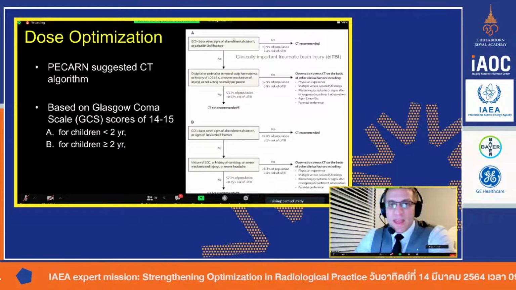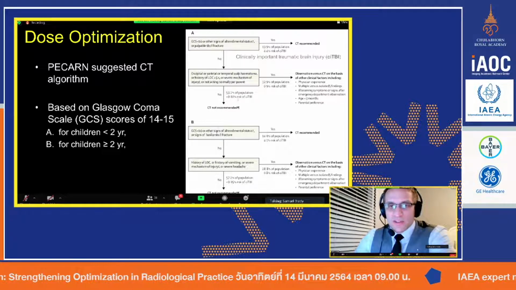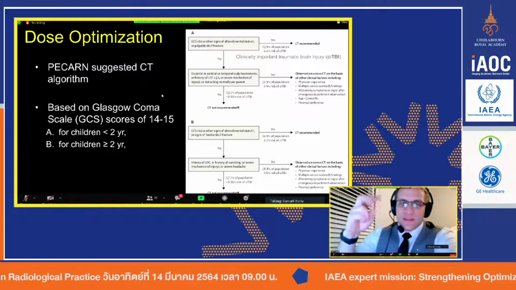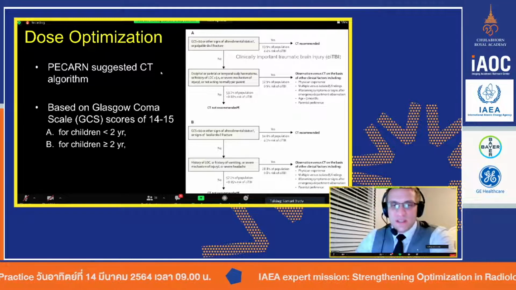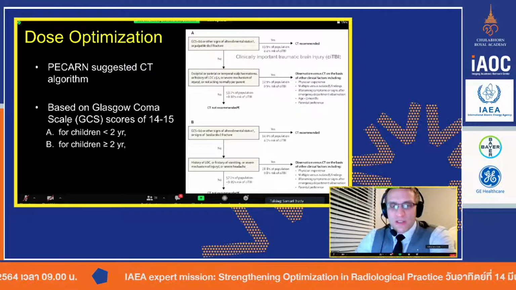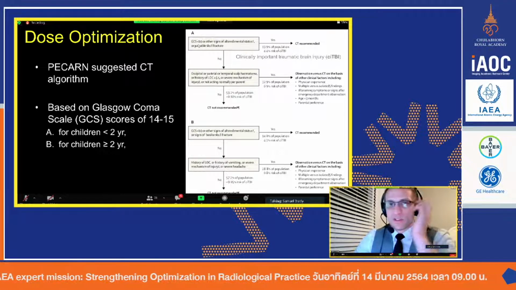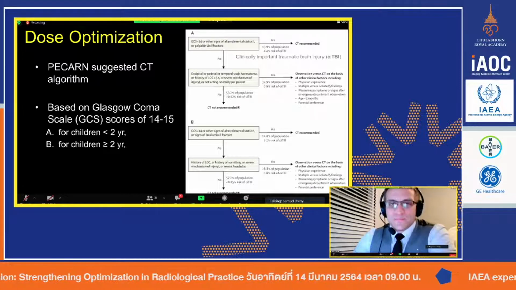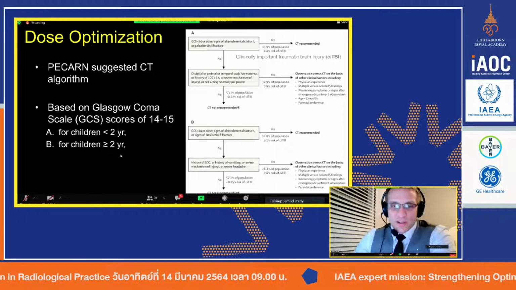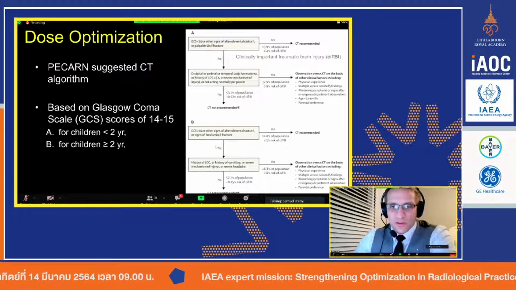So PECARN came up with this flow chart. And I'm just going to walk you through an example of this so you can see how they established this idea of appropriateness for using CT. And it's all based off of the Glasgow Coma Scale, or the GCS. And so if you have a GCS score of somewhere between 14 and 15, and I should also mention it's been divided into, if a patient's less than 2 years, you use this flow chart. And if they're 2 years or older, you use this flow chart.